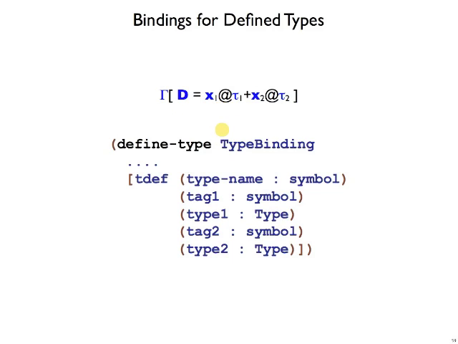As we implement it, it means that we have a new kind of type binding. We still have tbind, like we did before, that binds a variable name to a type, but in addition we have a different kind of binding, which is a type definition, which binds a type name to information that says it can either be tag 1 or tag 2 with field types for each of those tags.